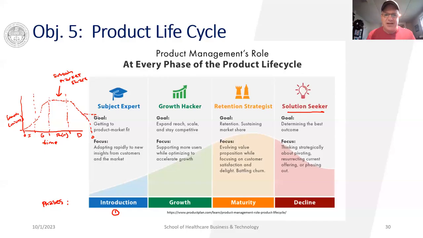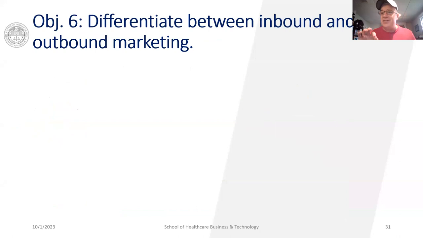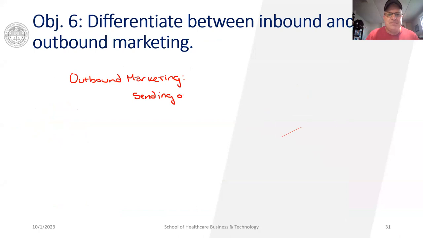So here we go. Now we're going to differentiate between inbound and outbound marketing. It's objective number 6. I'm going to define outbound marketing for you. This is the one you're most familiar with. This is sending out the message. So take a moment and think about how many messages you've been exposed to in outbound marketing in the way of commercials. Think about them before I give them to you. Just take 10 seconds.